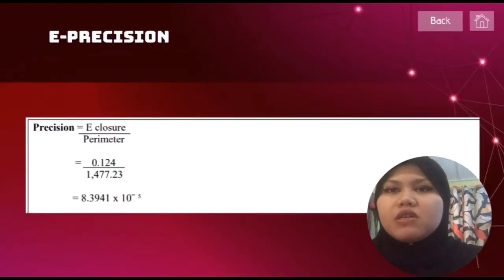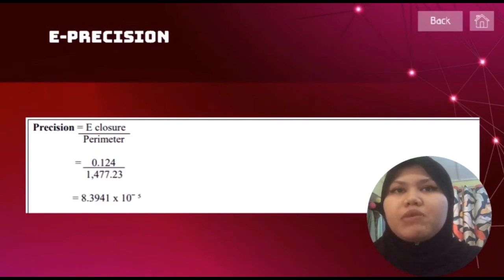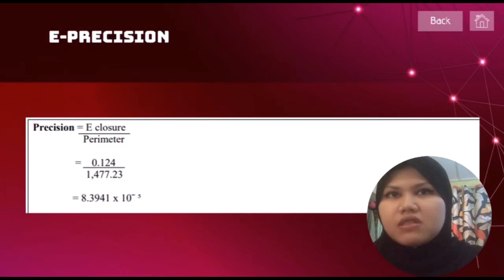After we have found the closure, we have to find the precision. The formula for the precision is E closure over perimeter. So we took the value from the E closure, which is 0.124 meter, over 1477.23. The answer that we got from the formula is 8.3941 times 10 to the power of negative 5.